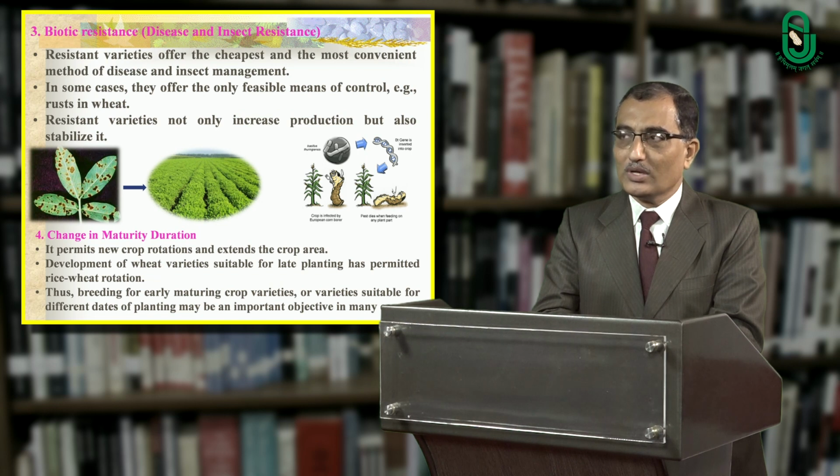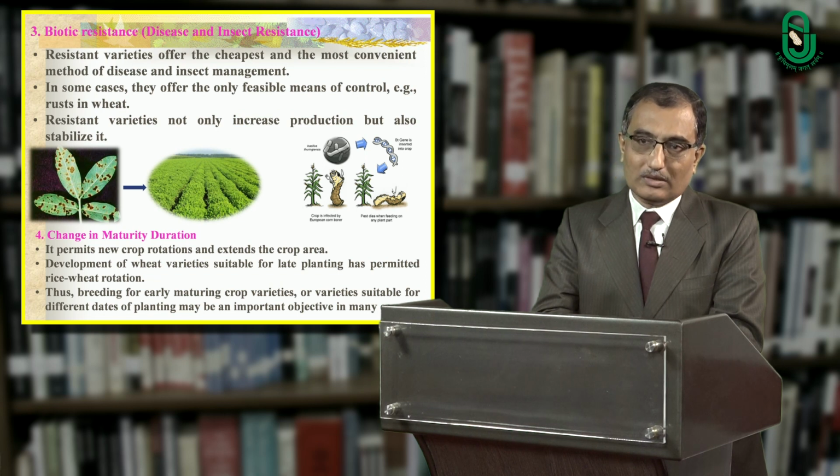Resistant varieties not only increase production but also stabilize production, and that is very important in our country like India. You can see that from a rust susceptible variety, with the help of breeding, you can develop a rust resistant variety. Similarly, insect resistant varieties can also be developed with the help of various breeding techniques.